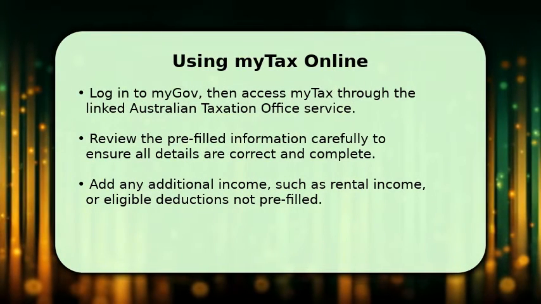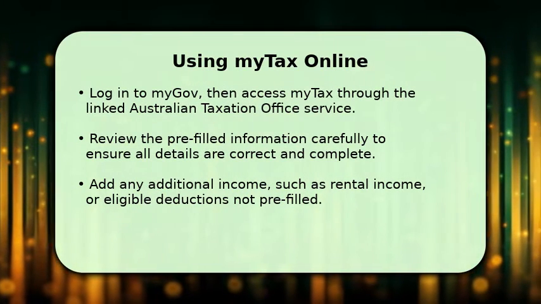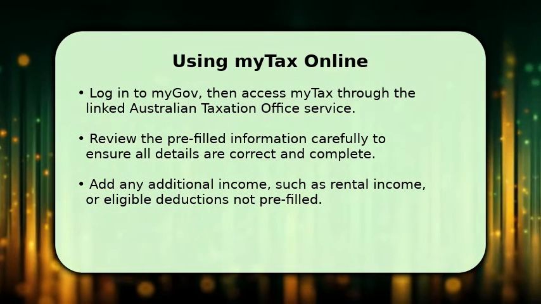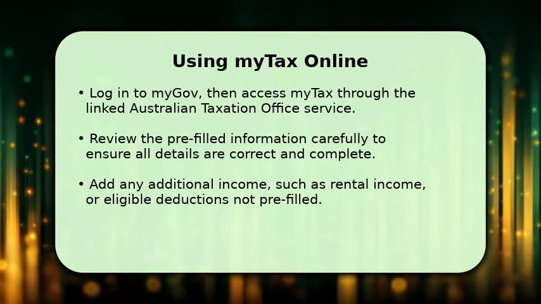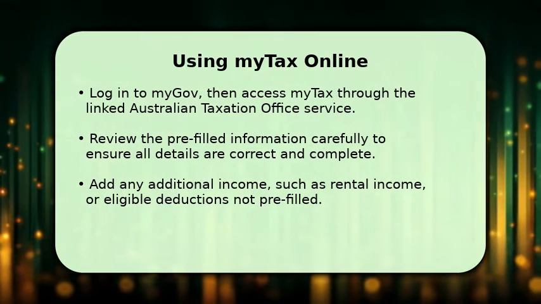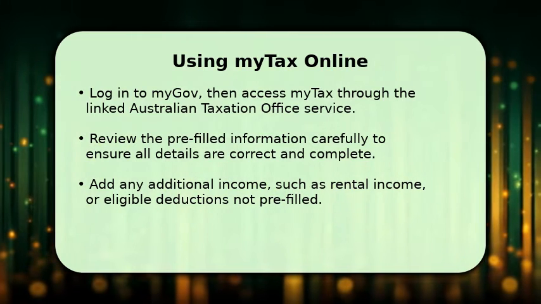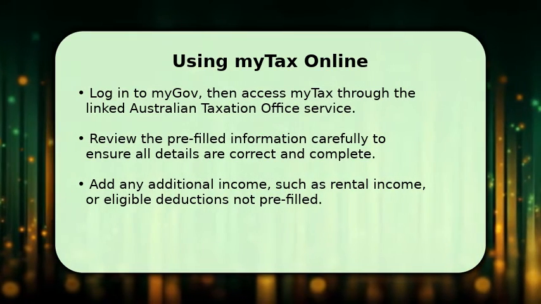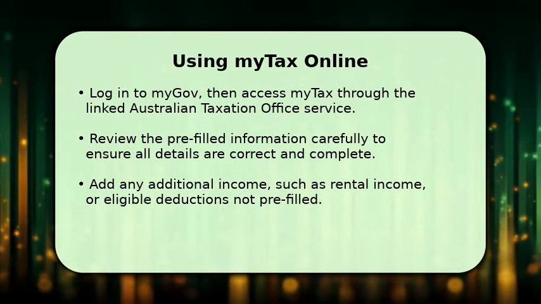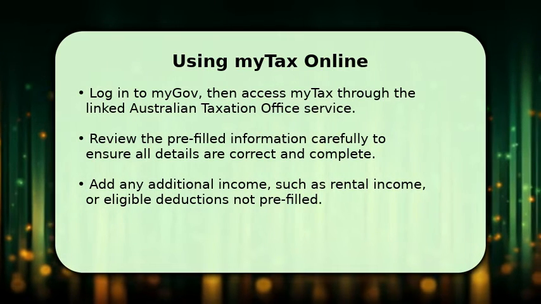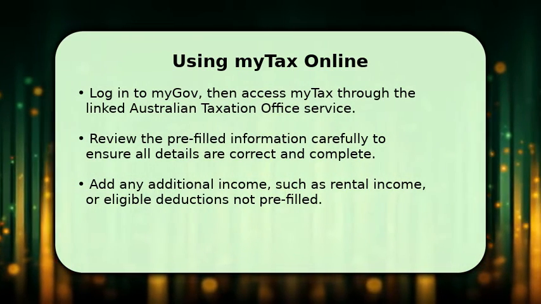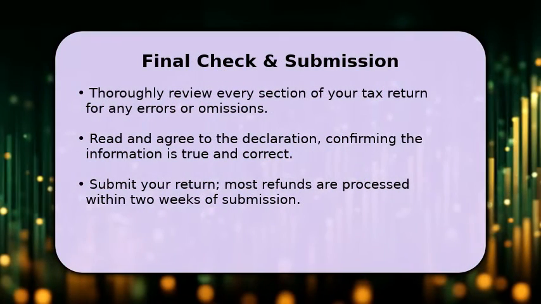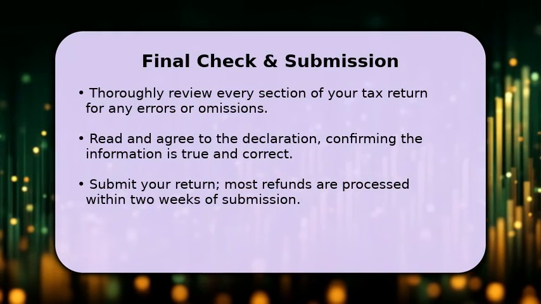Once you have your documents ready, log in to your MyGov account and navigate to the Australian Taxation Office service to access My Tax. Here, you will see much of your information already pre-filled. Take your time to carefully review all the pre-filled data. If you have additional income, like from investments, or eligible deductions, such as work-related expenses, you can easily add them in the relevant sections. The final step is critical: a thorough review.